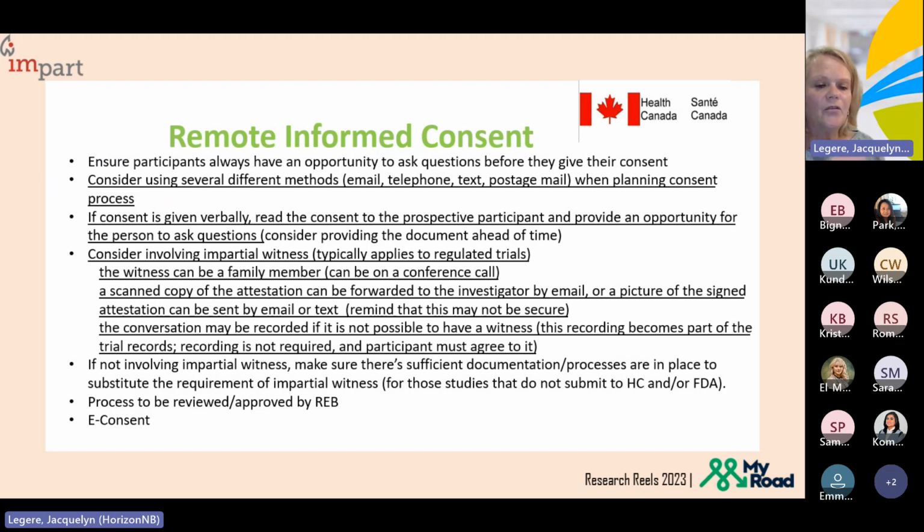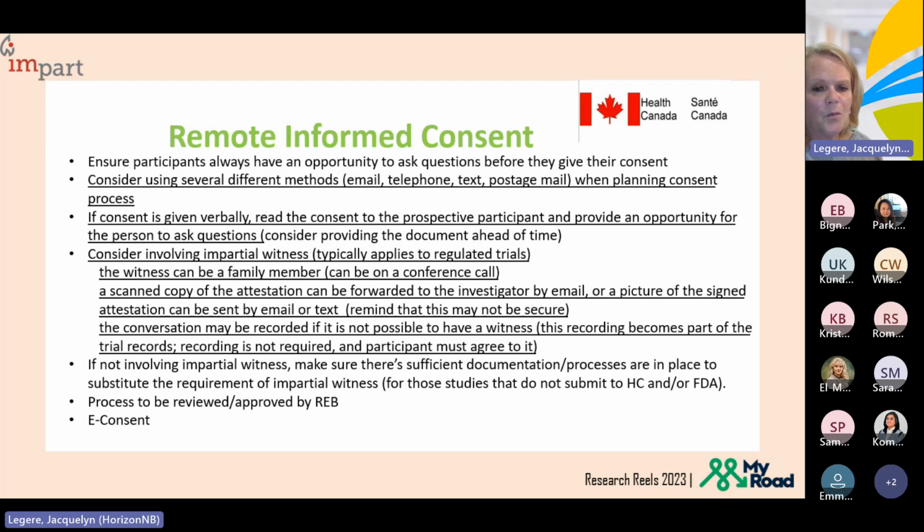And the conversation, if you're having telephone consent, you can record it, but it's not necessary to record it. So telephone consent, we usually do those for survey-based studies, right? So, can I ask you a few questions over the phone? You talk about the study and, do you consent to proceed? Yes or no, and it's documentation. But in that circumstance, it wouldn't be necessary to record it. It just depends on the study. But typically, I would say most of the telephone consent processes that we see are not recorded.